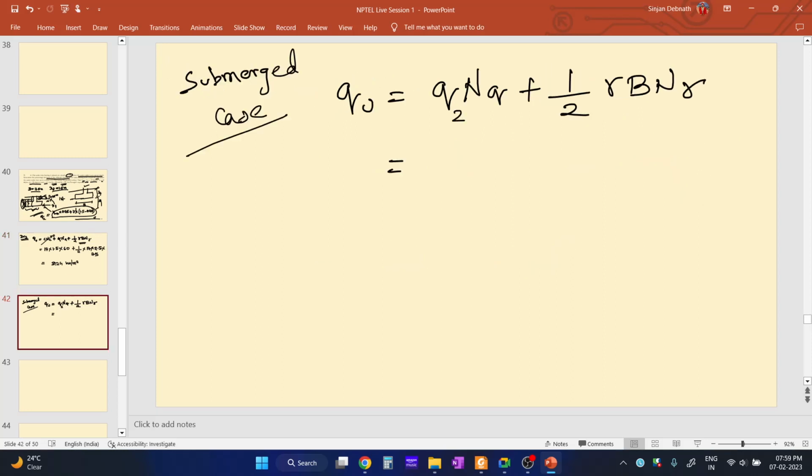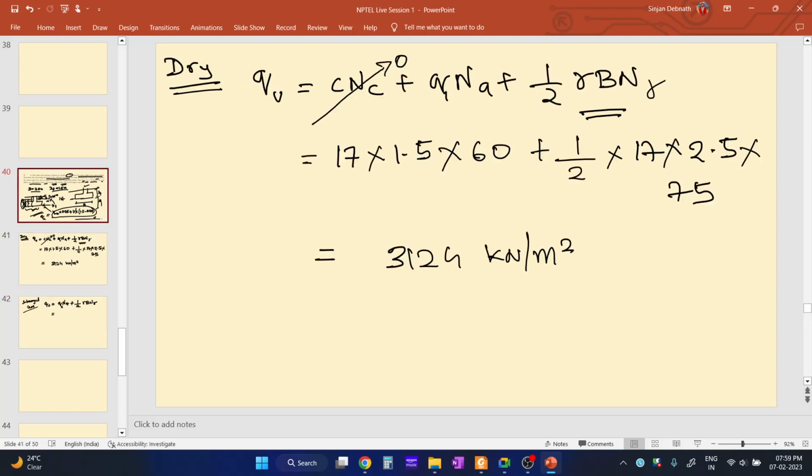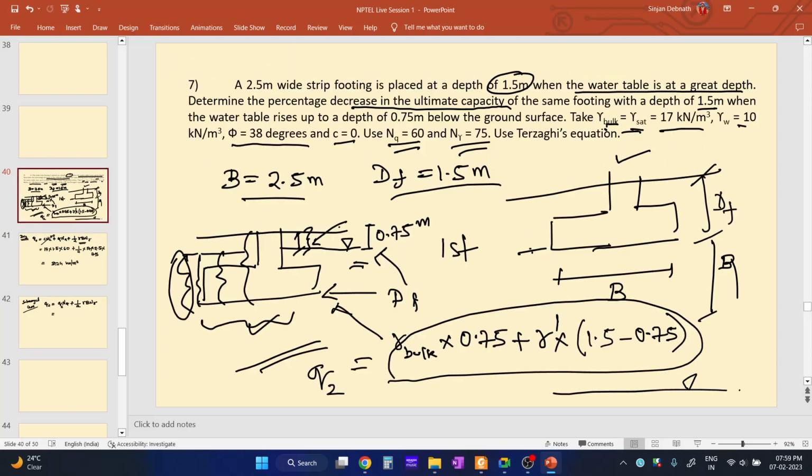So let me put all these things over here. So gamma bulk is 17.